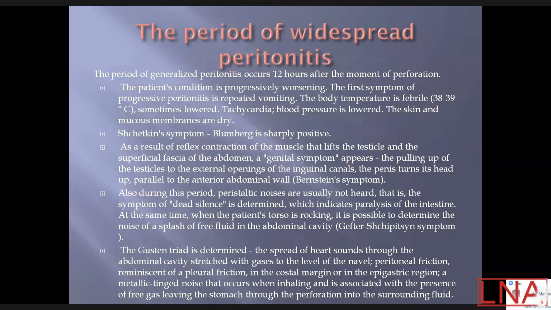The spread of sound through the stretched abdominal cavity. Peritoneal friction, reminiscent of pleural friction, in the costal margin or in the epigastric region. A metallic tinkling noise which occurs when inhaling and is associated with the presence of free gas, linking the stomach through the perforation with the surrounding fluid. Heart sound can be heard through the anterior abdominal wall down to the level of the navel. These are the Gusten symptoms.